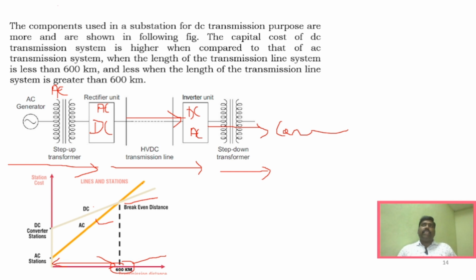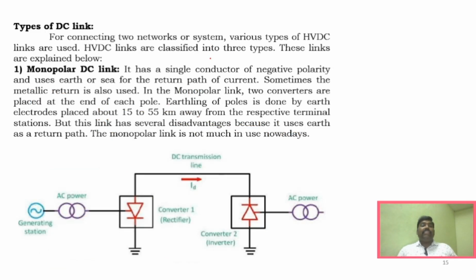When we say HVDC system, you will understand the different types of DC links. What are the different types of DC links? We have three different links. One is the monopolar DC link.